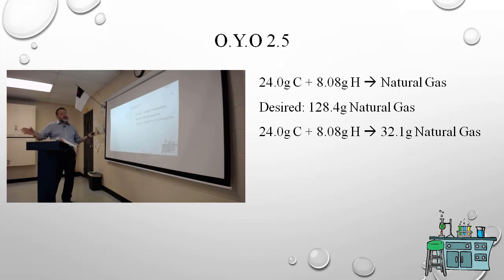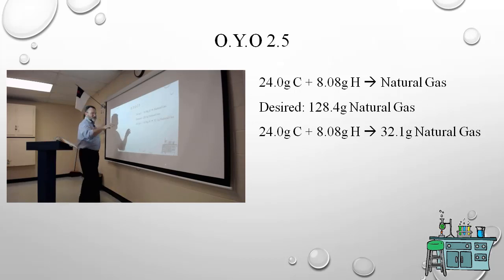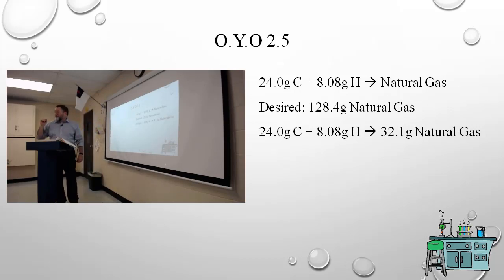So you should have already figured out that the perfect recipe here, 24 grams of carbon and 8.08 grams of hydrogen, is going to produce 32.1 grams of natural gas. Because you all remember that addition and subtraction is precision, and you can only have an answer that's as precise as your least precise, which is to the tenths place, not to the hundredths place. Right? That's why it's 32.1, not 32.08.